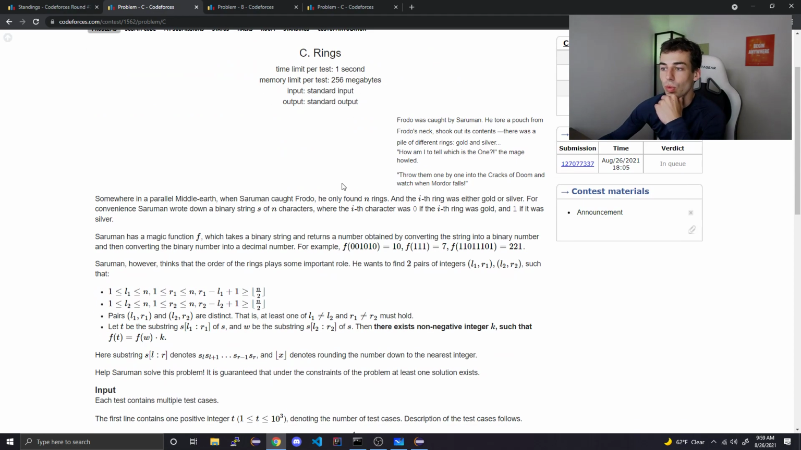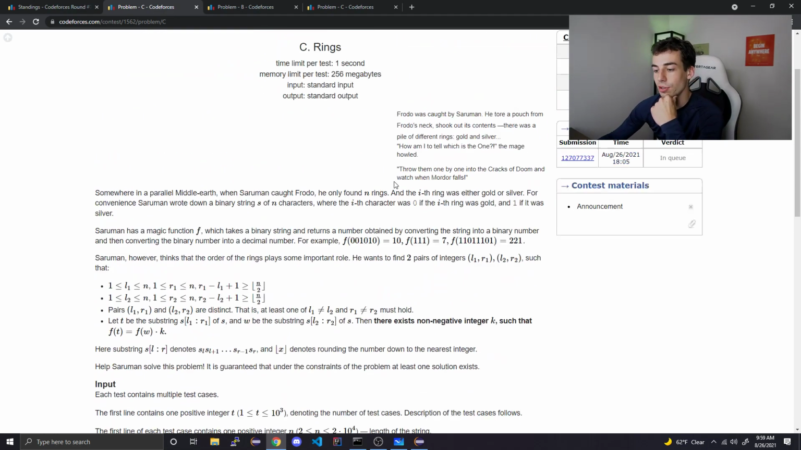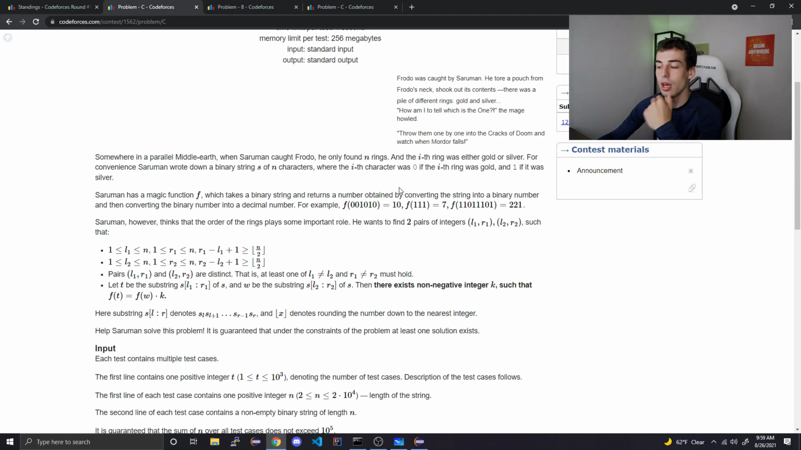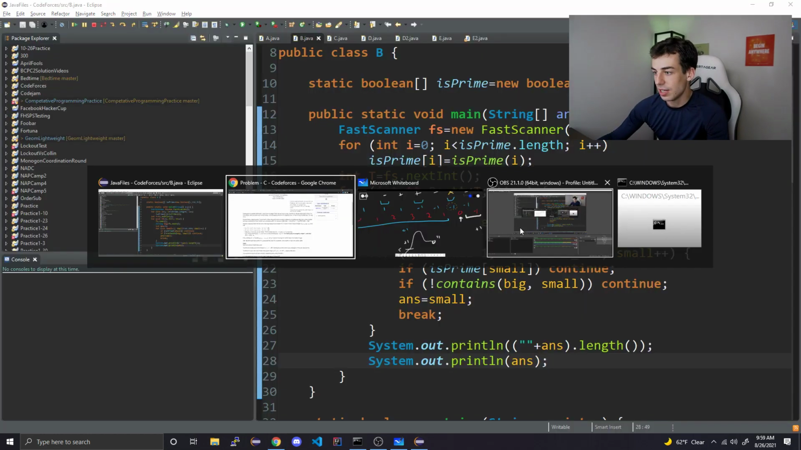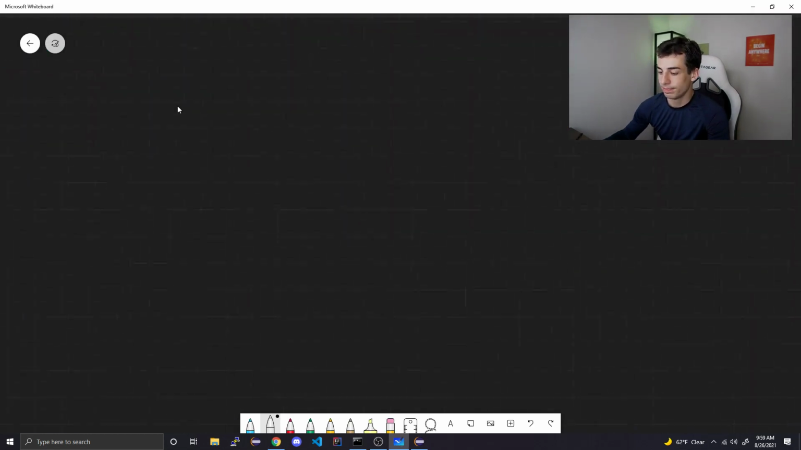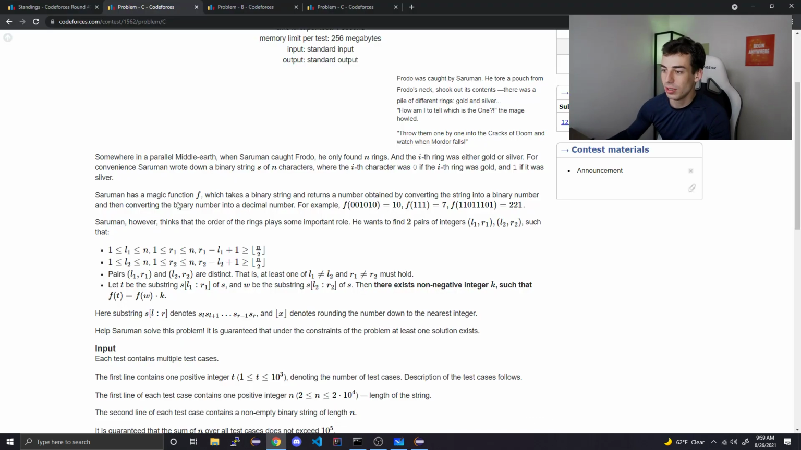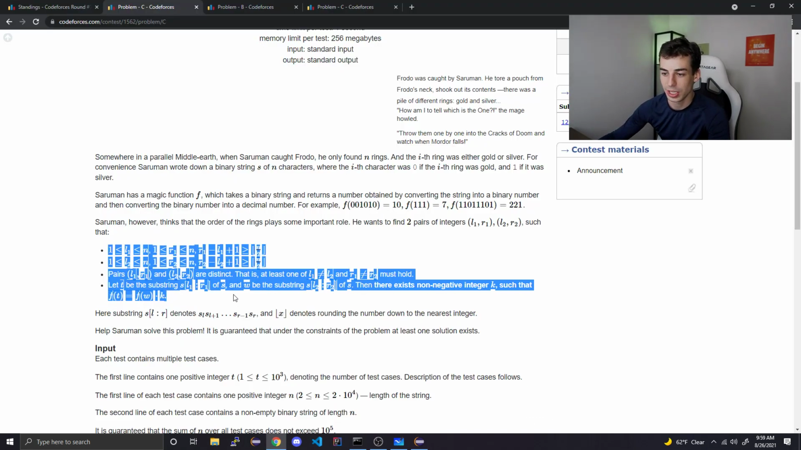All right, problem C, Rings. Yeah, this is a really cool problem. I actually really like this. What you're given is some binary string. It was a bit difficult to read, to be fair. This could have been explained better, I think.